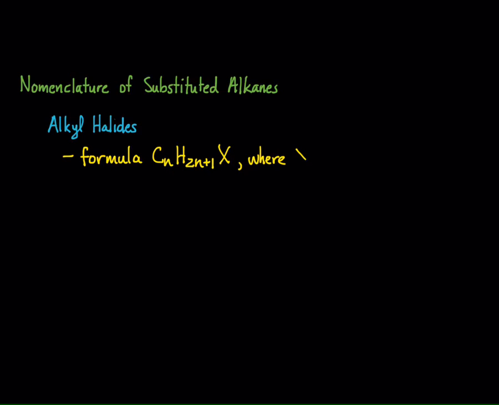The formula for alkyl halides is CnH2n+1X, where X can be a fluorine, a chlorine, a bromine, or an iodine. And so notice that a halogen essentially takes the place of a hydrogen. So instead of 2n+2, you have 2n+1 hydrogens. And then you have the halogen.